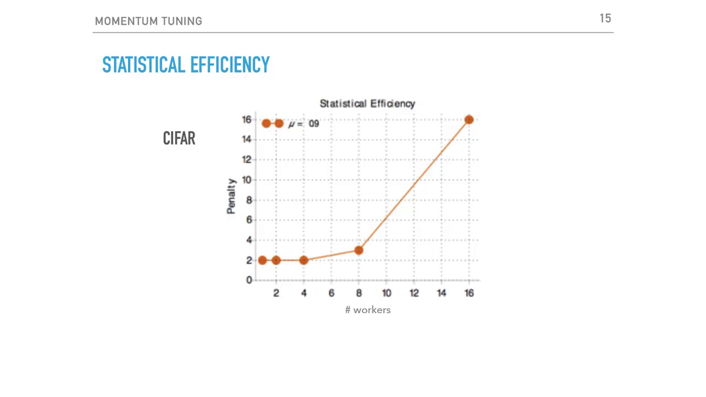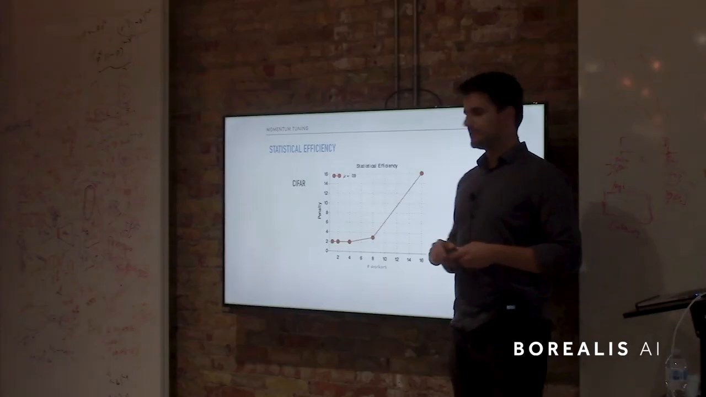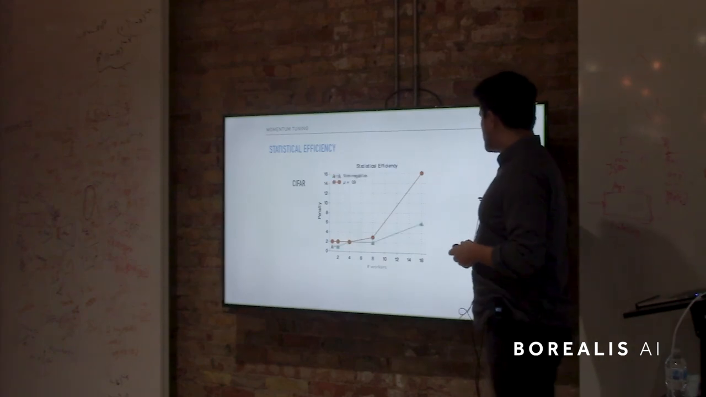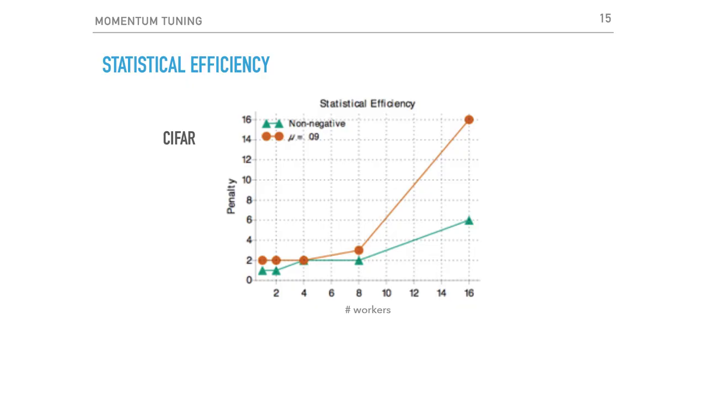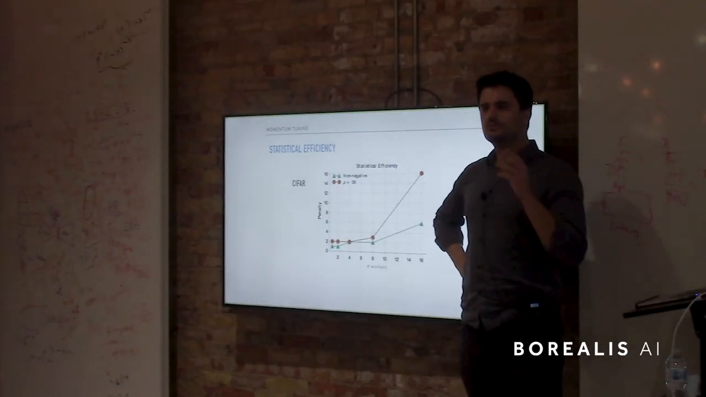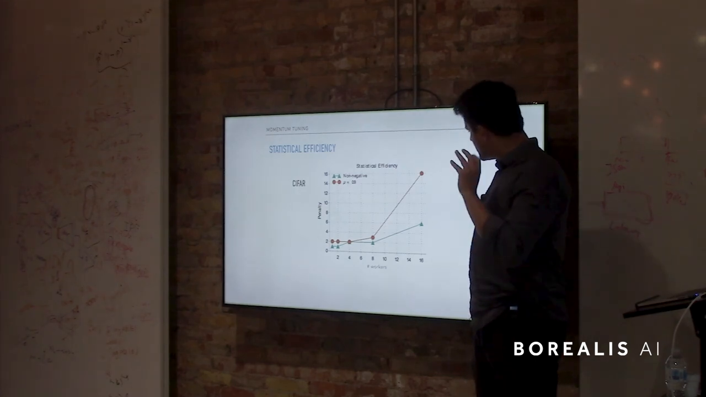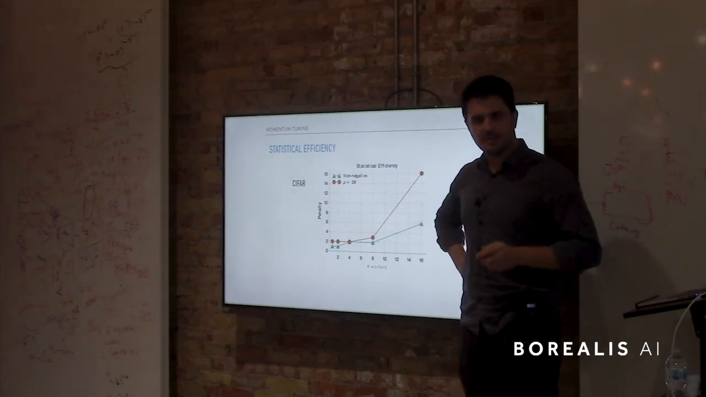Okay, I see that this penalty explodes. So I need an increasingly large number of steps to get to the same accuracy. Okay, now here's what happens when I tune all of my hyperparameters, step size and momentum, and I only tune momentum in the non-negatives, between 0 and 1. Okay, things are improved. Things look much better.